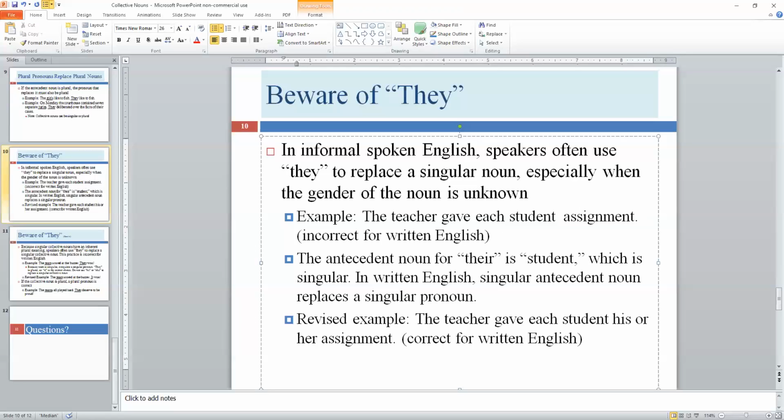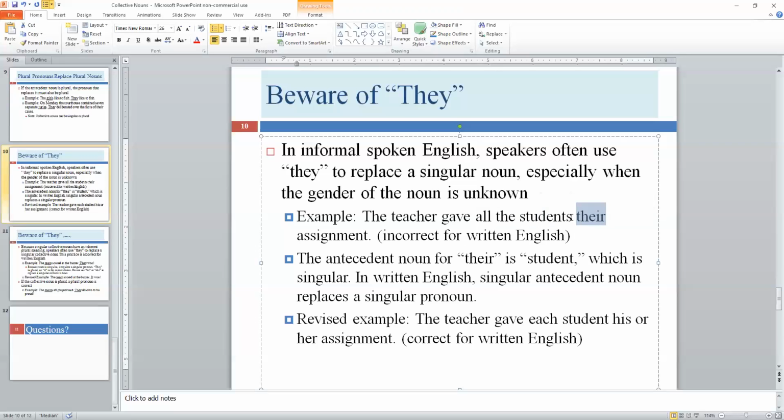Another way to fix it is to change our antecedent noun, the noun that we are replacing with the pronoun. And we could say, the teacher gave all the students. So once we make the antecedent noun, which was student, into the plural noun students, we're okay, because now we can say they. So that's a good solution to the problem in written English.